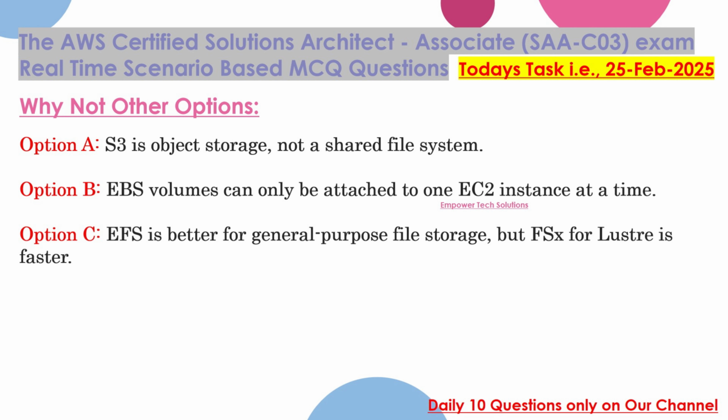Why not other options? Option A. S3 is object storage, not a shared file system. Option B. EBS volumes can only be attached to one EC2 instance at a time. Option C. EFS is better for general-purpose file storage, but FSx for Lustre is faster.